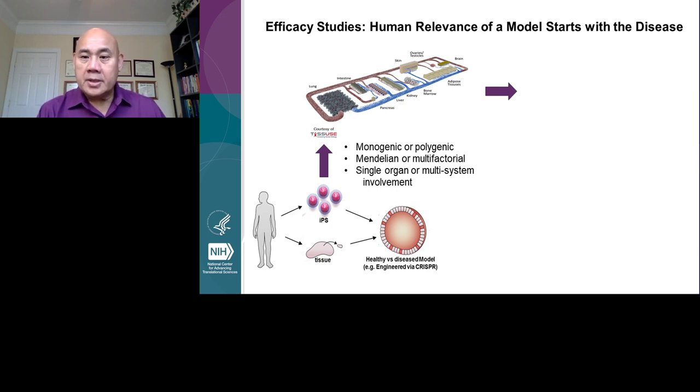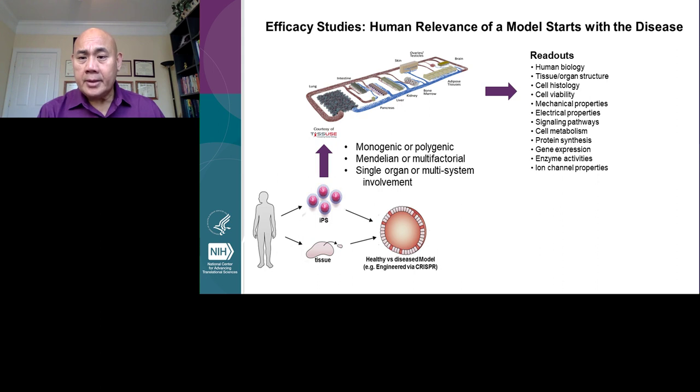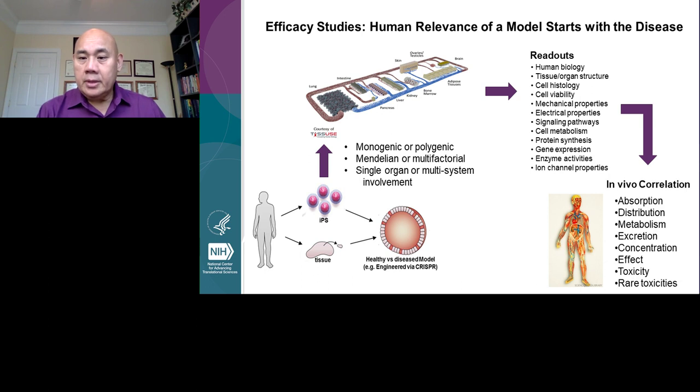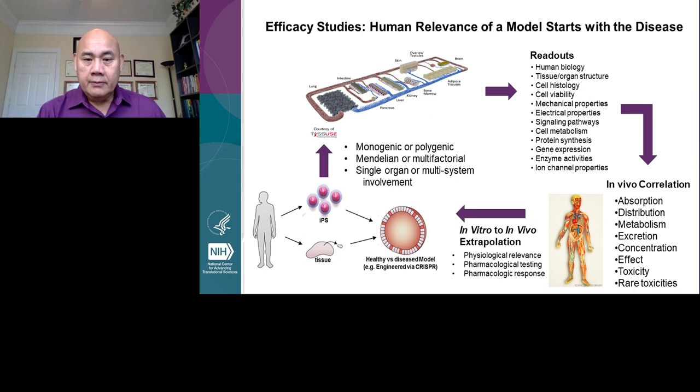And essentially what we are striving to do is to develop various readouts, not only using conventional staining and biochemical analysis or enzymatic analysis, but also using omics-based technologies, real-time imaging that are non-invasive, gene expression studies, which can then be used to inform and correlate with the in vivo human condition, looking at absorption, distribution, metabolism, excretion, concentration, and various toxicities, and then be able to do the in vitro and in vivo extrapolation studies to inform and continue to improve our model system.